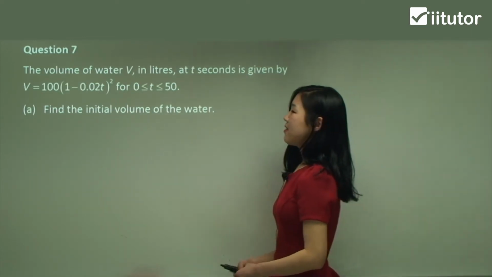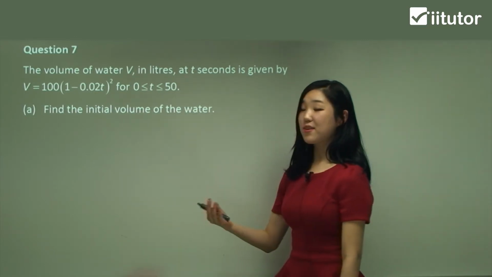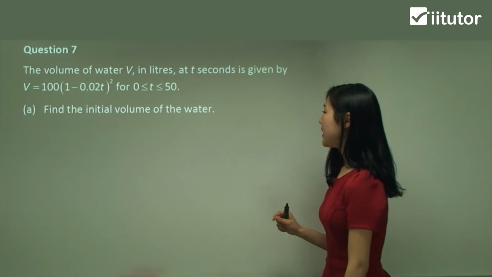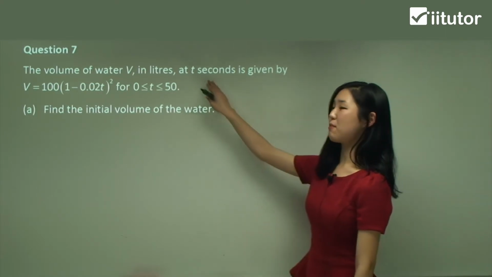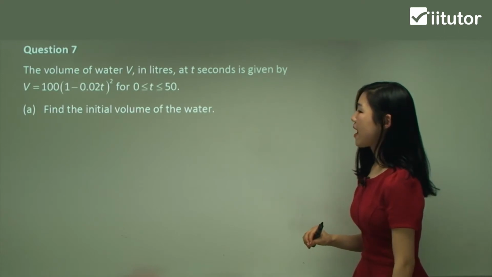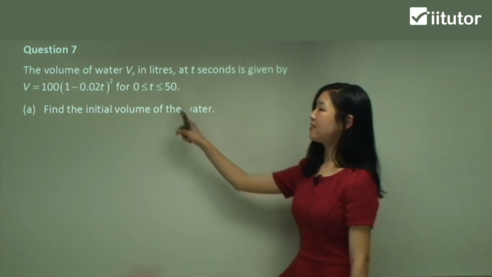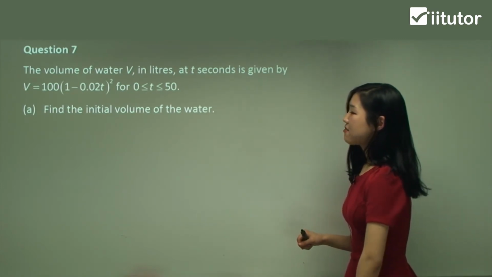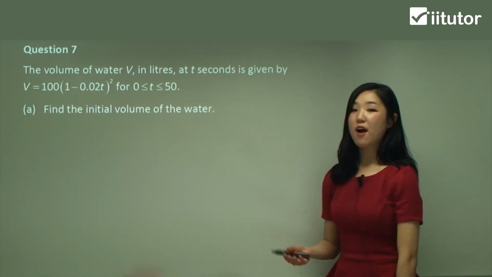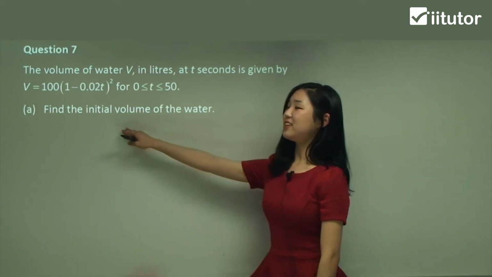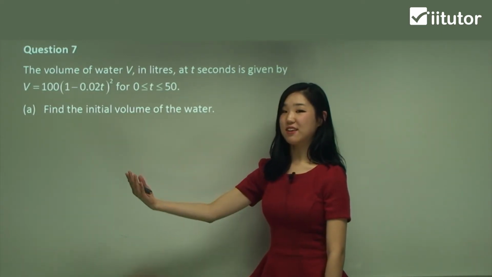Question 7. The volume of water, V, so again it's about volume, so you should be pretty used to this kind of question, in litres at t seconds, so this time t is in terms of seconds, so keep that in mind, is given by that expression there. And t is going to be between 0 and 50. Okay, A, find the initial volume of the water. All of you should be able to tell me that initial means t equals 0.